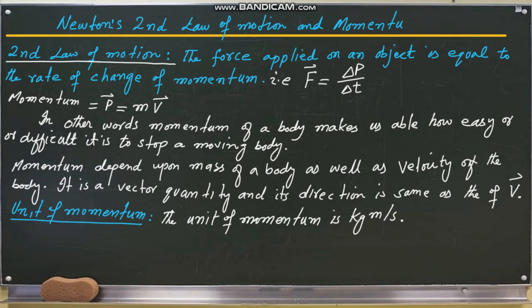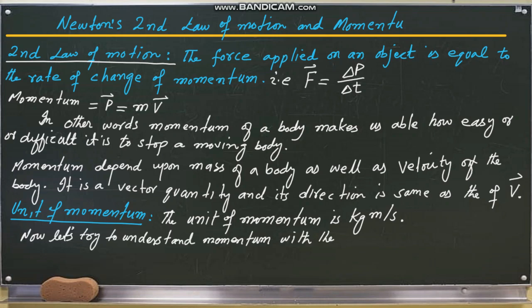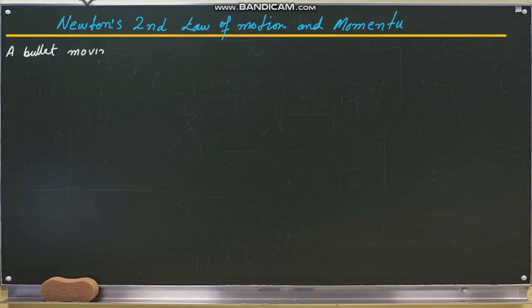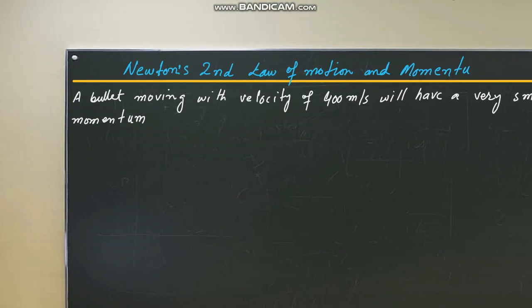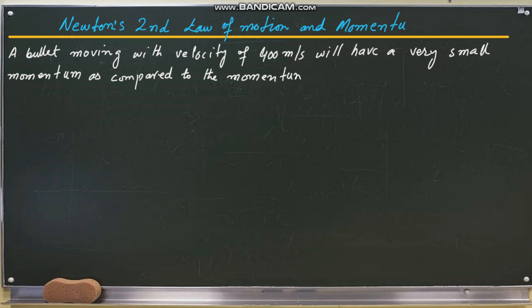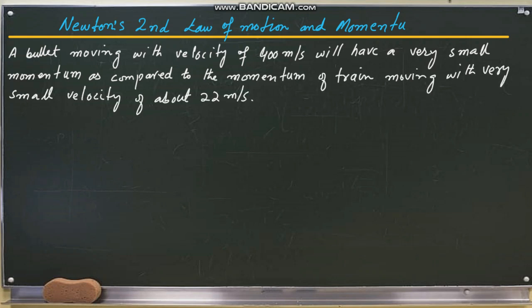Now let's try to understand momentum with the help of an example. A bullet moving with a velocity of 400 meter per second will have a very small momentum as compared to the momentum of a train with a very small velocity of about 22 meter per second.